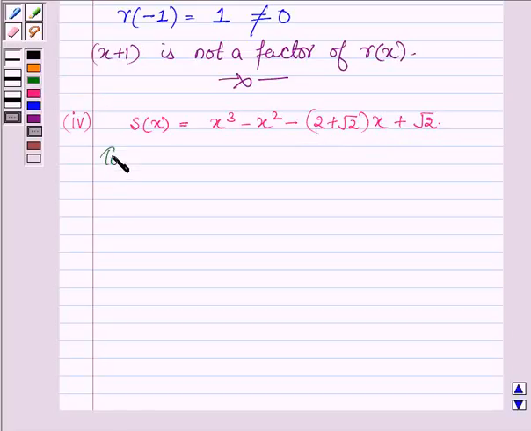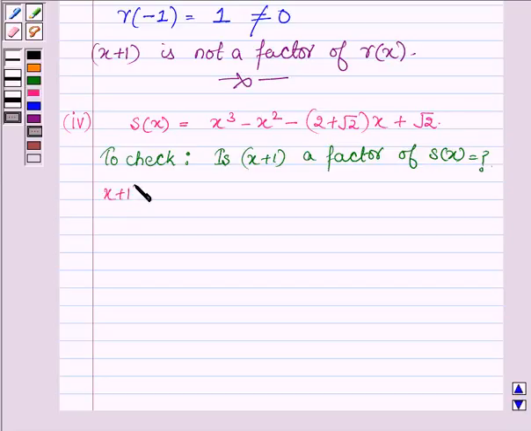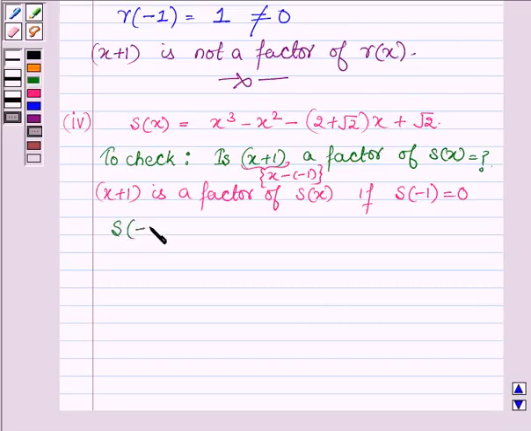and we have to check is x plus 1 a factor of S(x). According to the key idea, x plus 1 is a factor of S(x) if S at minus 1 is equal to 0, since x plus 1 can be written as x minus of minus 1. Now let us find the value of the polynomial S(x) when x is replaced by minus 1.